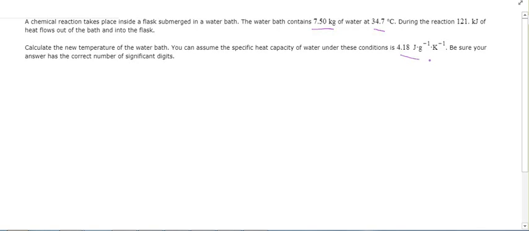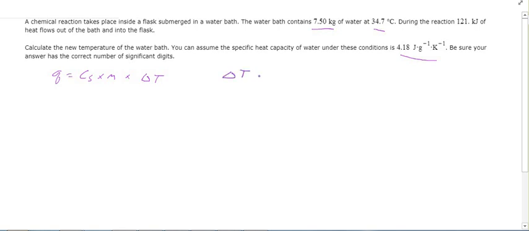Gives us a specific heat capacity here. Alright, we can probably tackle this particular problem. So let's do it. We know that heat Q equals the specific heat capacity times mass times a change in temperature. Okay, so we're going to have to figure out what that change in temperature is. How much is that 34.7 going to cool down? Okay, so let's rearrange that.